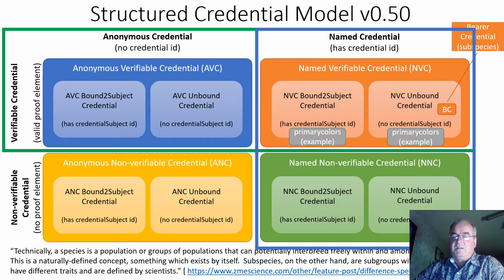Where I'm really focused in today's discussion is introducing this taxonomy just to this level of detail, and then talking specifically about named verifiable credentials, or NVCs. That's the brown box in the top right-hand corner. If you're familiar with the Verified Credential Data Model specification, it also talks about something called bearer credentials. Bearer credentials are an example of an NVC, unbound credential. An unbound credential is a credential that does not have a Credential Subject ID.